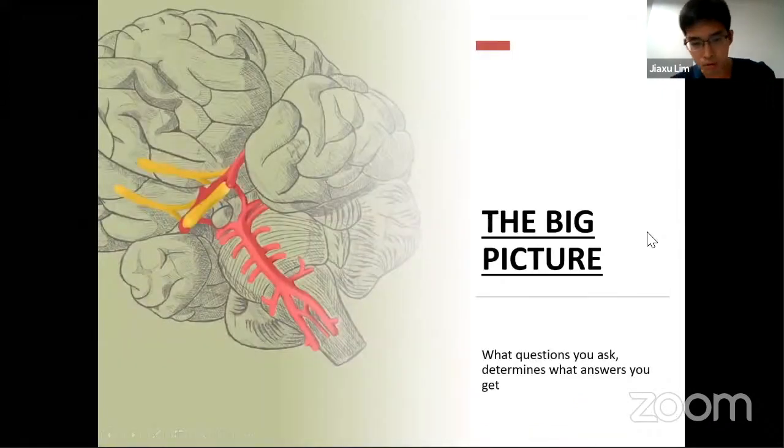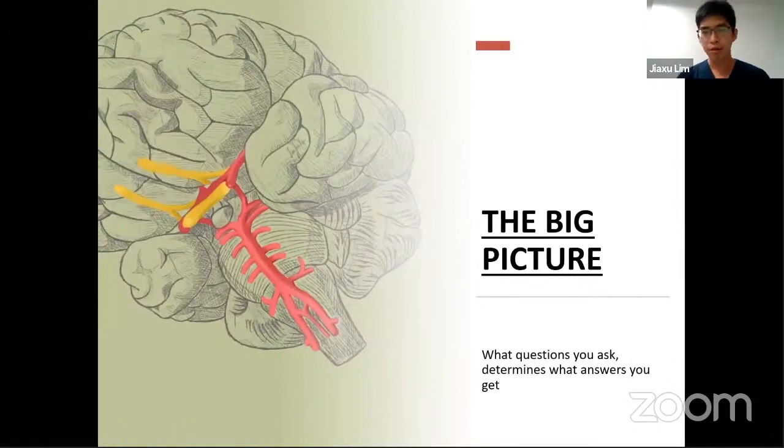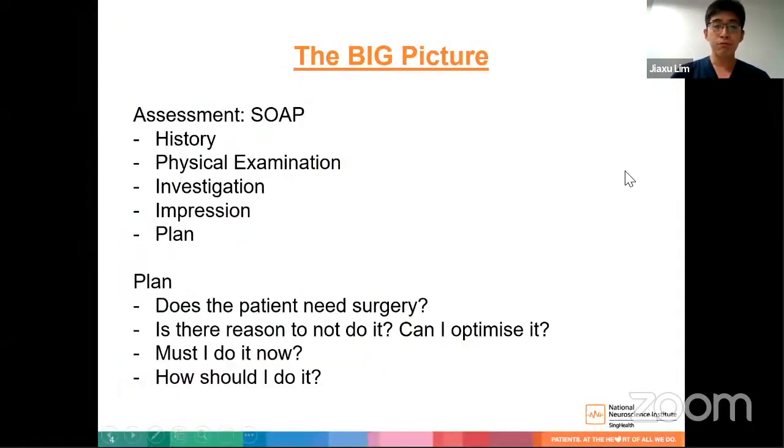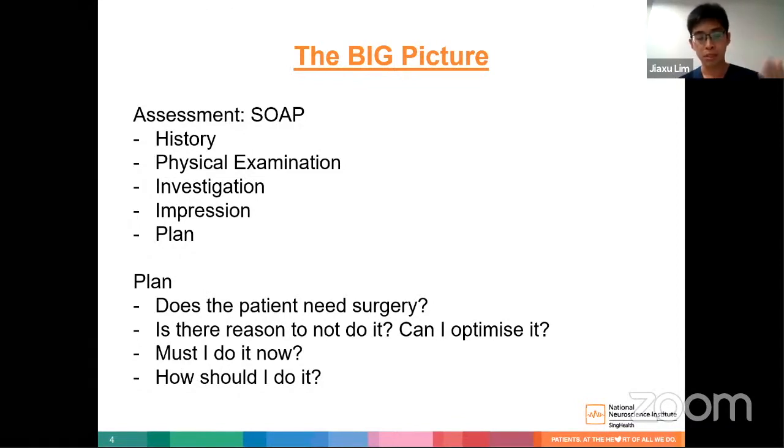So before we start talking about the CT brain itself, let's figure out where in the decision-making process the CT brain features in, because what questions we ask ultimately determines what answers we get. When we first see a patient, we take a history, we perform an examination, we do some investigation, and that brings us to the impression that we have. And from that impression of what a patient may have, we derive a plan. Since we're all surgeons, the question we always ask is: is there any indication for surgery? Is there any contraindication to surgery? And if so, can I optimize it? Is there any urgency to perform the surgery? And how can I approach this operation?